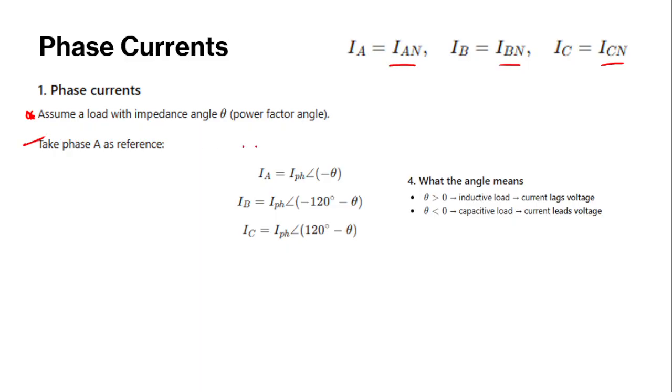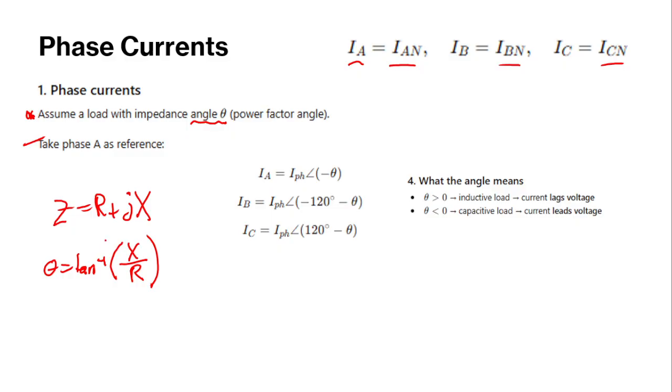So if you take phase A as the reference, remember I and IN are the same value, right? Your line and phase voltages for the Y configuration are the same thing. So if you pick I as reference for some impedance angle theta, cos inverse is the power factor, or your impedance angle. Remember Z is R plus jX, so if you have the tan inverse, that will basically be the impedance angle. All the same thing, both are the same value.